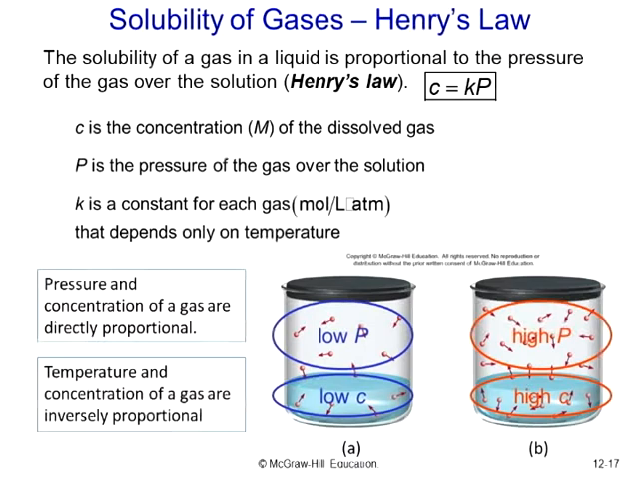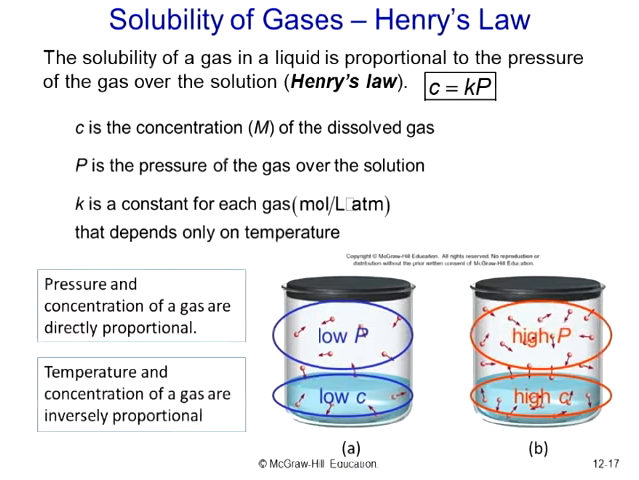As pressure goes up, solubility goes up. As pressure goes down, solubility goes down. So as goes pressure, there goes solubility. You get it? The concentration of the gas in the phase follows pressure. C is the concentration, often molar concentration of the dissolved gas. P is the pressure of the gas over the solution. And K is a constant.